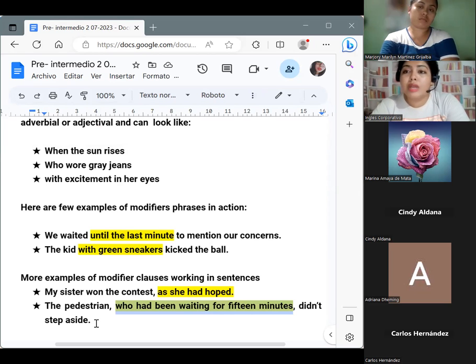So in that case, we have extra information in the middle of the sentence. That's why we are using the modifiers, because they are giving us extra information to make clear the idea that we are explaining to someone else.